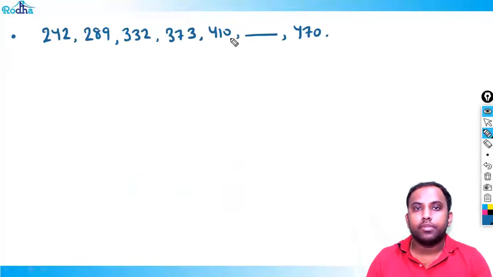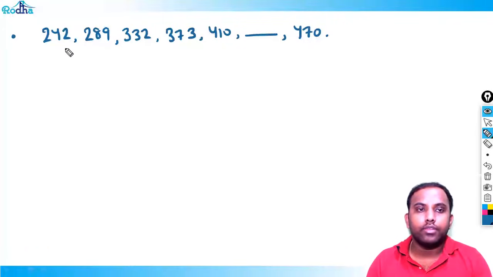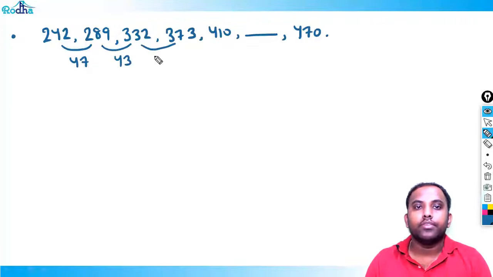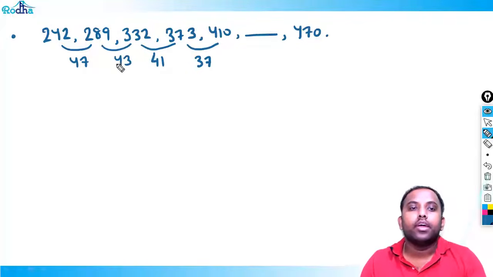This is the next question here: 242, 289, 332, 373, 410, 470. Again, you can see this series is increasing here, but not very fast. So I can just go by the difference here. The difference here is 47. What is the difference here? 43. Here? 41. Here? 37. You've got to observe what is happening here.